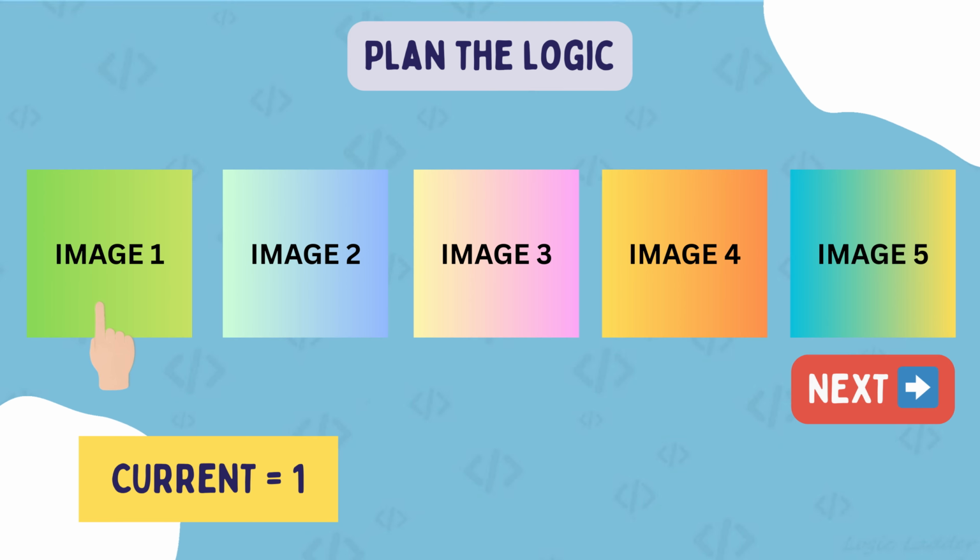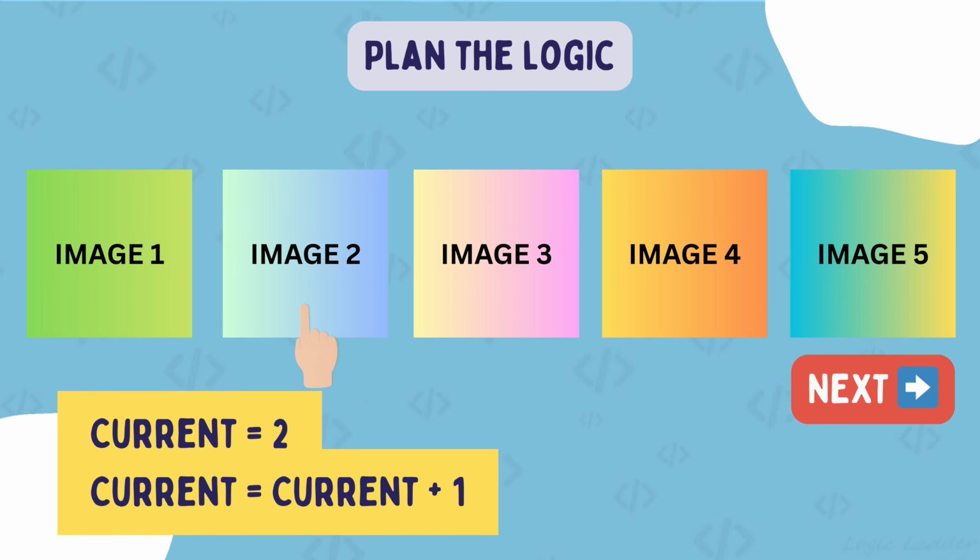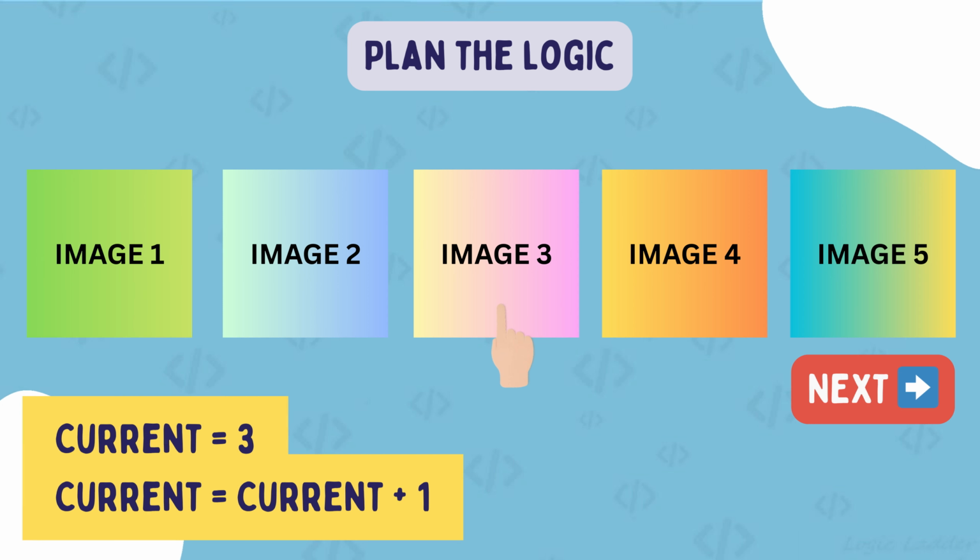When I click on Next button, I need to do 2 things. First, I need to change the image to image 2. Second, I want to change my current variable to 2, which is current equals current plus 1. Similarly, when we press Next again, we need to set our image to 3, and also our current variable will be current plus 1.